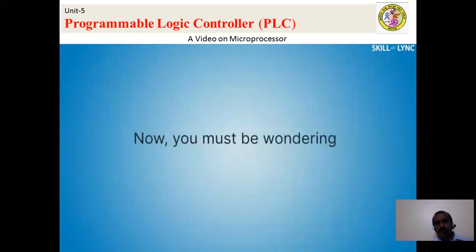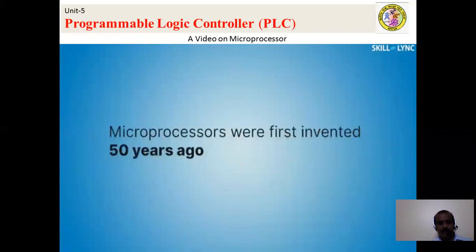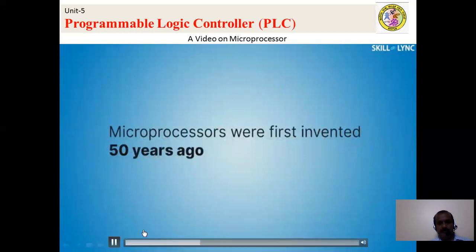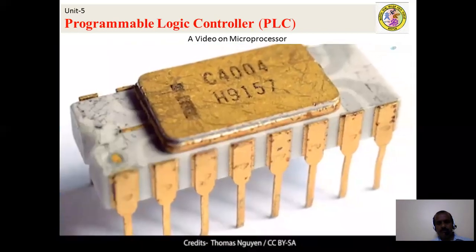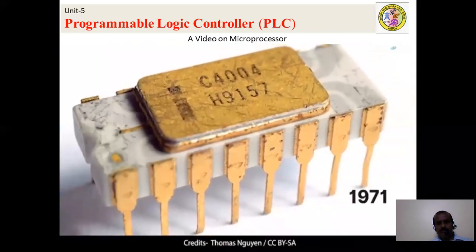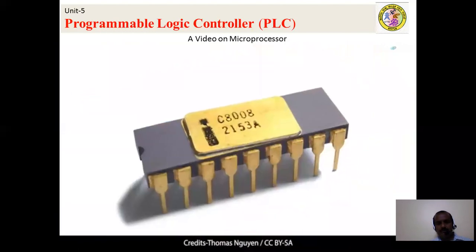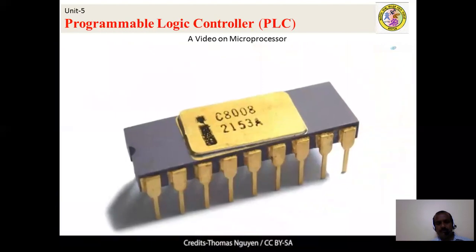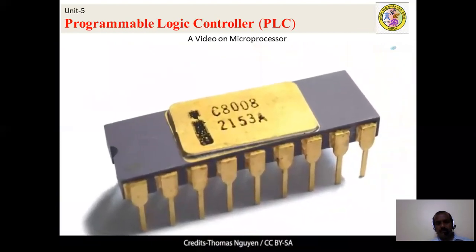Now, you must be wondering, where and how did the invention of microprocessors take place? Well, microprocessors were first invented 50 years ago at a young Silicon Valley startup called Intel. The first microprocessor was the Intel 4004, invented in 1971, and it was a 4-bit processor. It was soon succeeded by the Intel 8008 in 1972, and since then, the development in microprocessors has been huge.